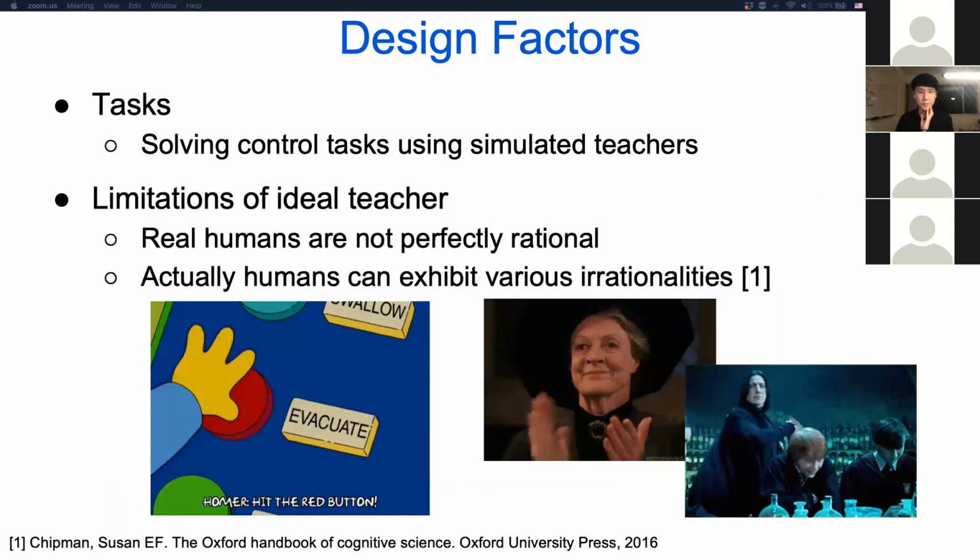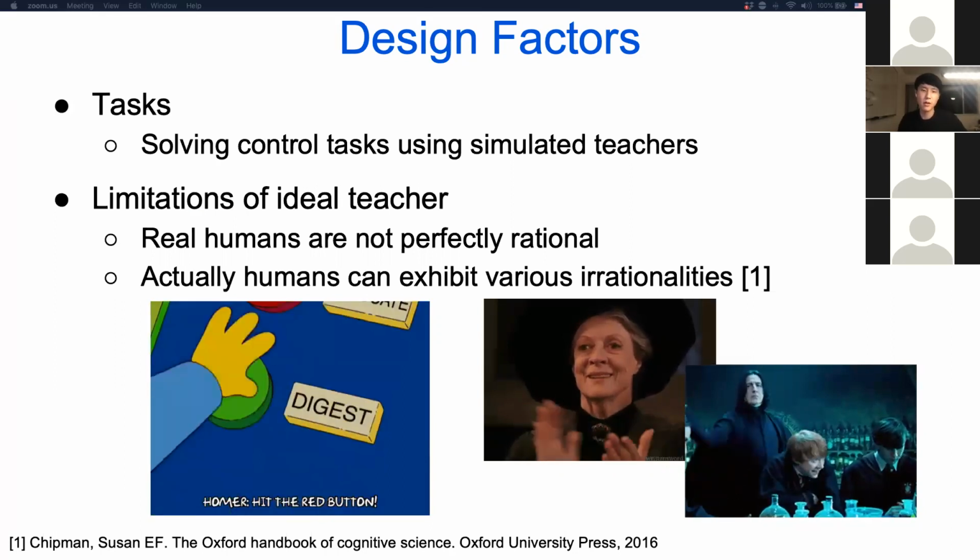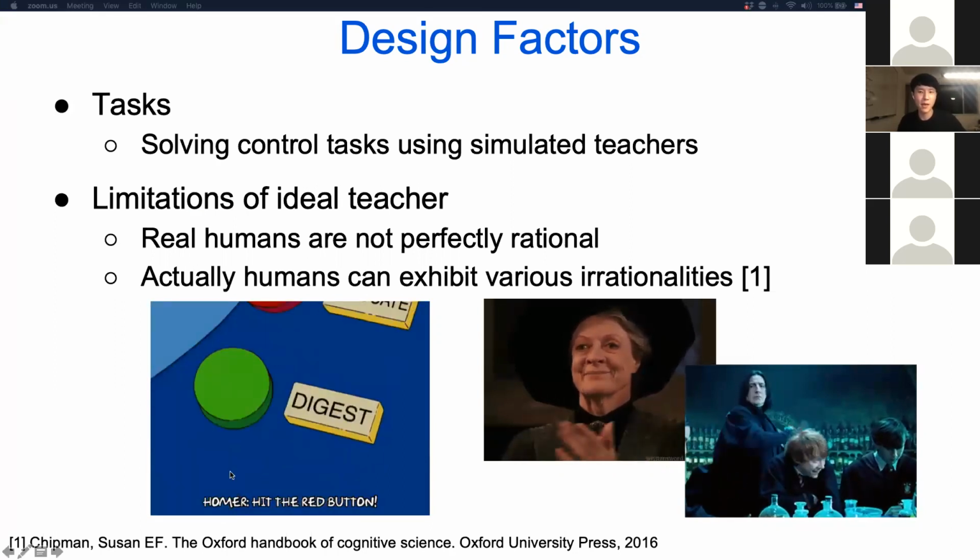But at the same time, there are some issues with using an ideal teacher. If we evaluate the performance only using an ideal teacher, which always provides a perfect label, it is a little bit unrealistic, because it is quite well known that real humans are not perfectly rational. For example, humans can make mistakes as shown in this animation, and teaching style can also be different.